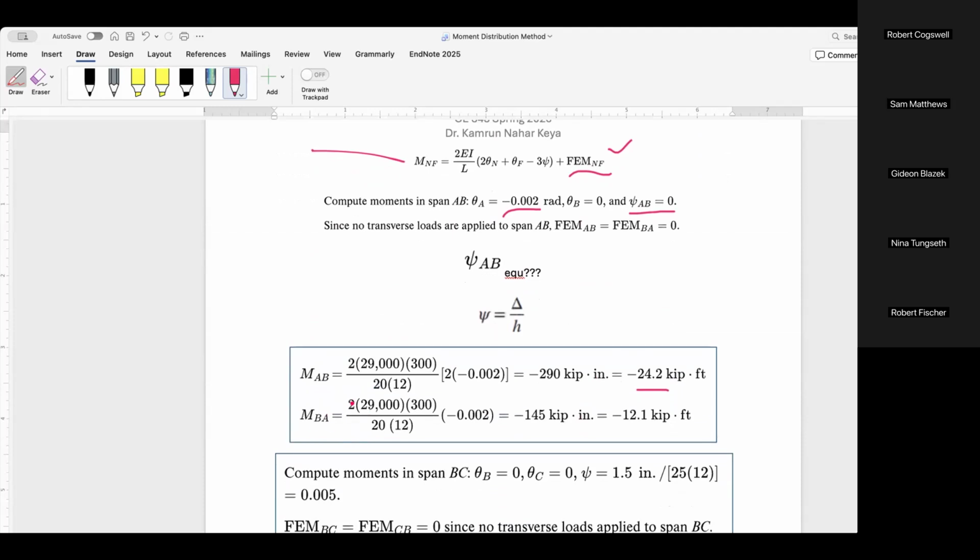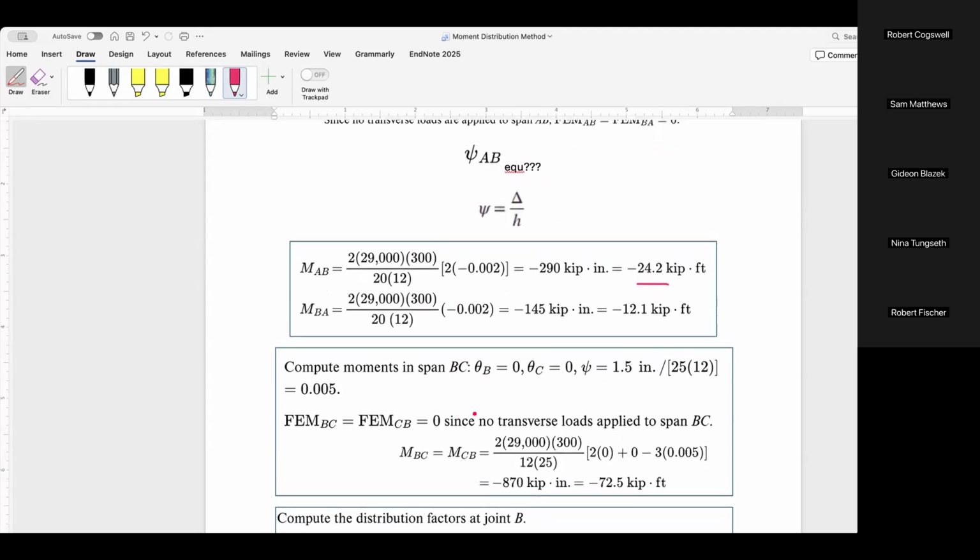Now again we need to compute for BA bar. Okay, so BA bar, you remember that when we are writing the general equation. We started from the general equation, 2 theta B right now, then plus theta A, then minus 3 psi. So here we have only theta A value, we just wrote it to get MBA, the moment at BA. Exactly the same as the previous class. Okay.